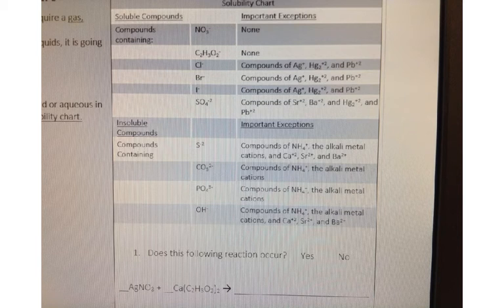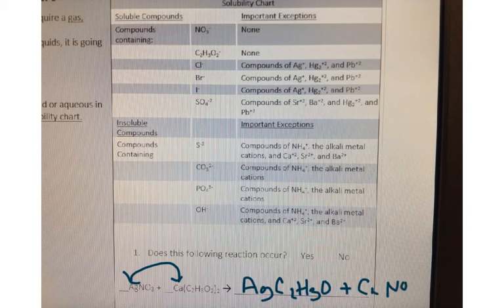So I'm going to predict the products just like I normally would. So I have a compound plus another compound, so I know that that is going to be a double replacement reaction. So I'm going to switch my metals just like I normally would for a double replacement reaction, and Ag is going to go exactly where Ca was, so it's going to be AgC2H3O2, which is acetate, and then Ca is going to go where Ag was, so it's going to be CaNO3.